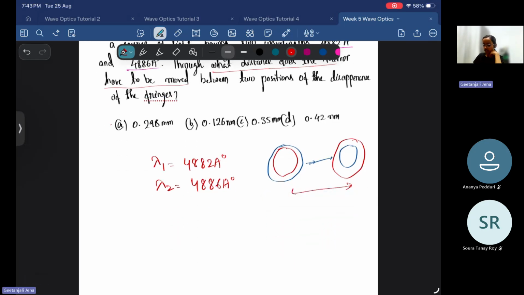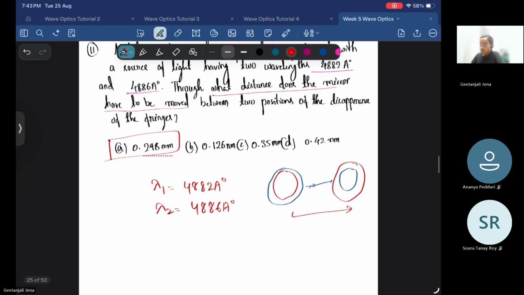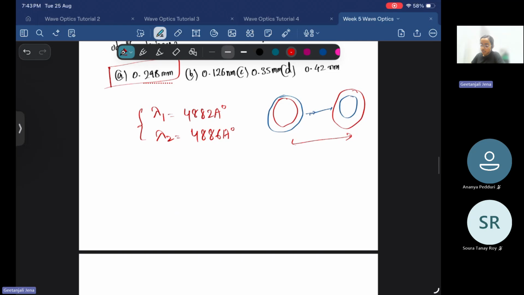Yes, that option is the answer to this. So the way to calculate it is that we need to notice that there is no fringe on the screen when you have two wavelengths, lambda 1 and lambda 2. And it will only happen when one of the maxima of lambda 1 overlaps with the minima of lambda 2, or the maxima of lambda 2 overlaps with the minima of lambda 1.